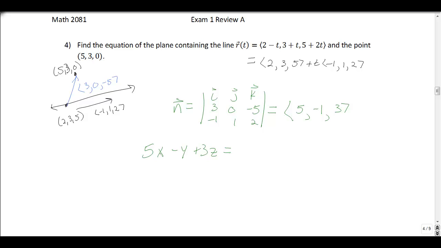So if we do 5 times 5, we get 25, minus 3, that's 22, plus 0. So that should get a 22, because if I plug in 5 for x, 3 for y, 0 for z, I get a 22. So that just has to be the right equation.